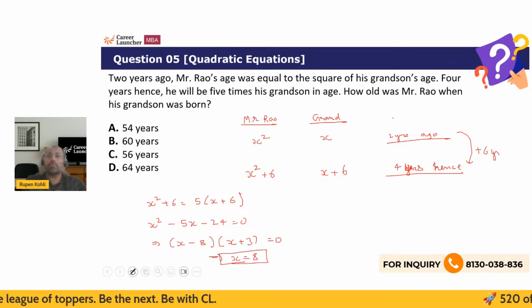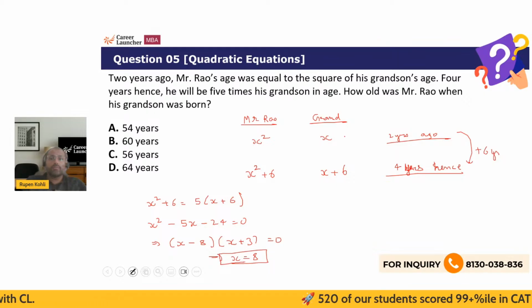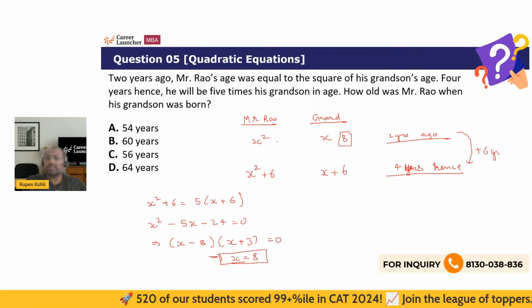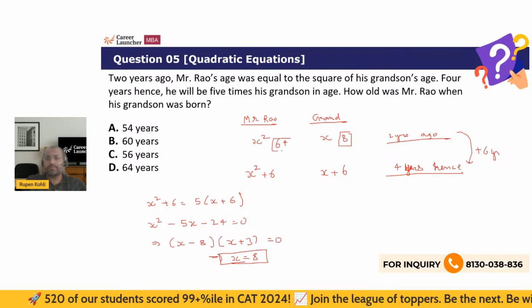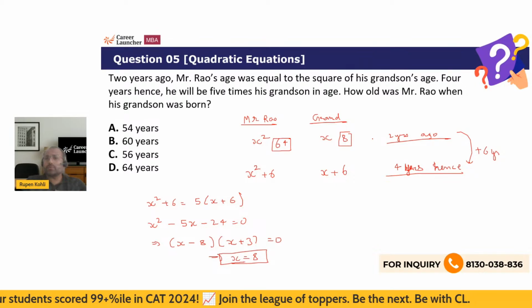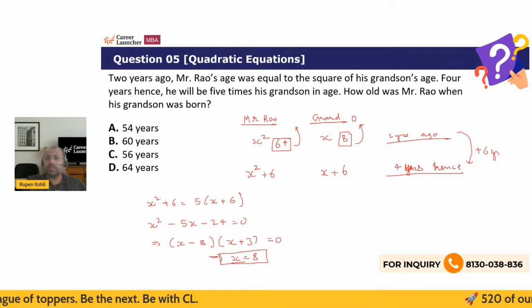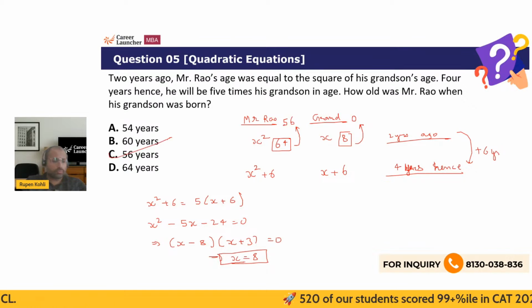Question is asking how old was Mr. Rao when his grandson was born. When grandson was 8 years old, Mr. Rao was 64 years old. So grandson was born 8 years ago when he was 0 years old. At that point of time, Mr. Rao was 64 minus 8, which is 56 years old, right?